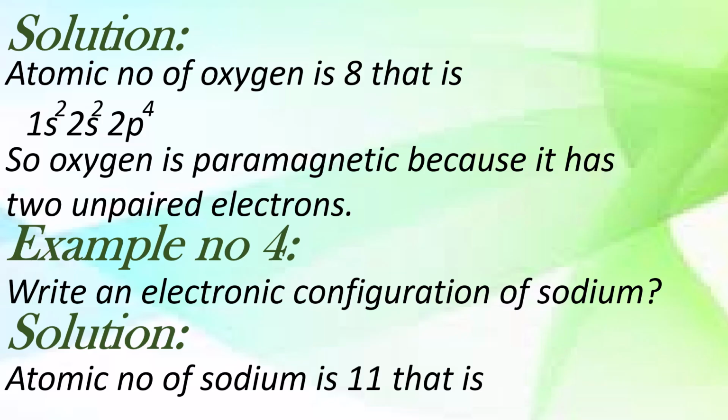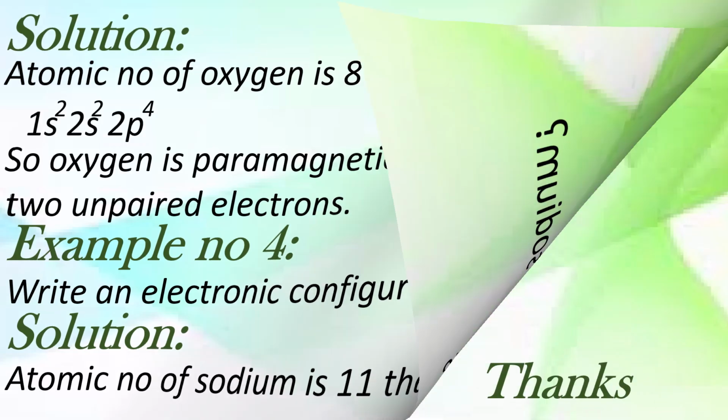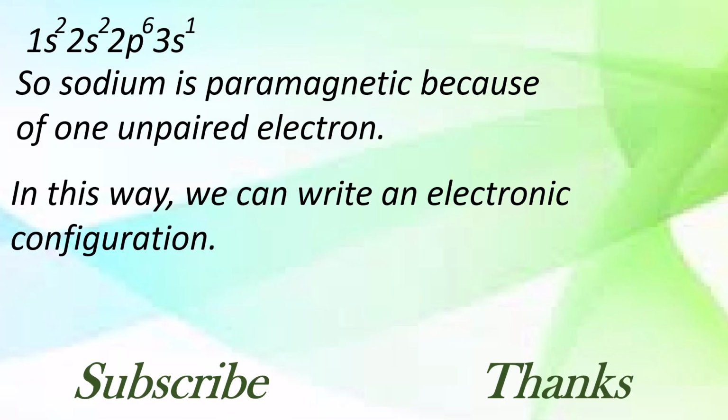Example number 4. Write an electronic configuration of sodium. Solution. Sodium is an alkali metal. Atomic number of sodium is 11. That is 1s2, 2s2, 2p6, 3s1. First we will write 1s, 2s, 2p, 3s and so on, the sequence according to the Aufbau principle. Then we will put electrons according to atomic number.